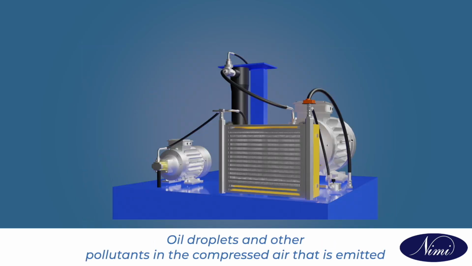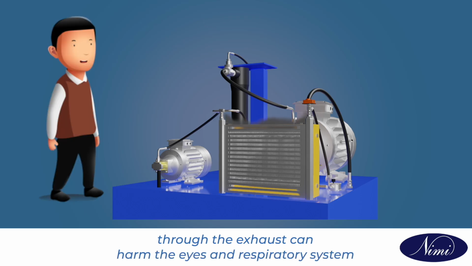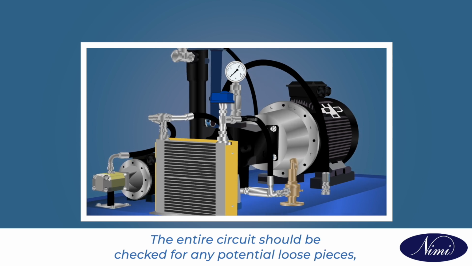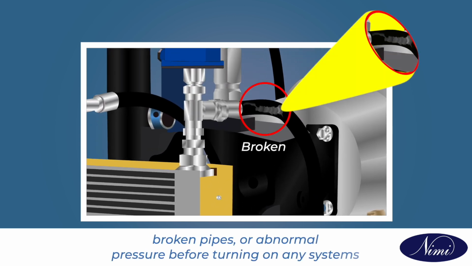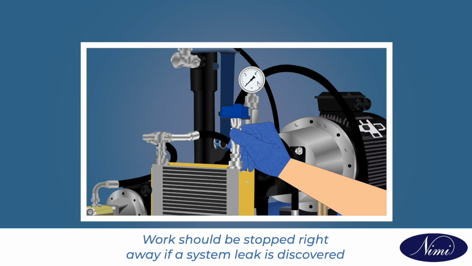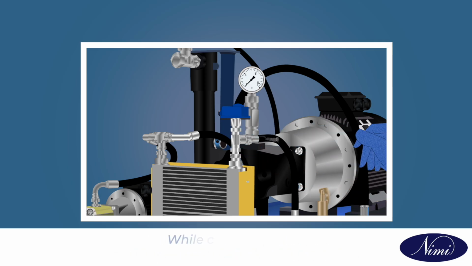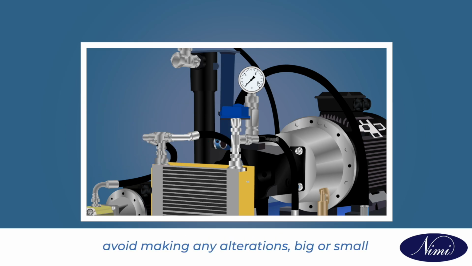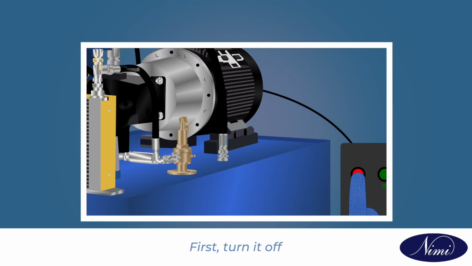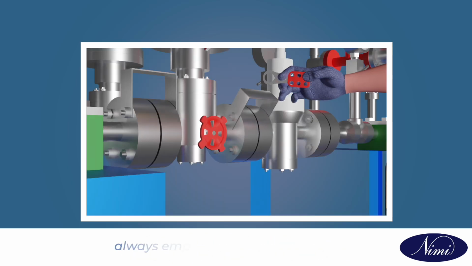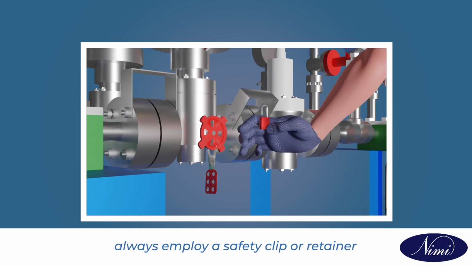Oil droplets and other pollutants in the compressed air that is emitted through the exhaust can harm the eyes and respiratory system. The entire circuit should be checked for any potential loose pieces, broken pipes or abnormal pressure before turning on any systems. Work should be stopped right away if a system leak is discovered. While compressed air is still running through your system, avoid making any alterations, big or small. First, turn it off. To prevent attachments from being ejected during tool operation, always employ a safety clip or retainer.